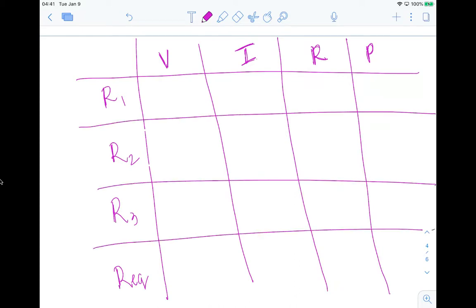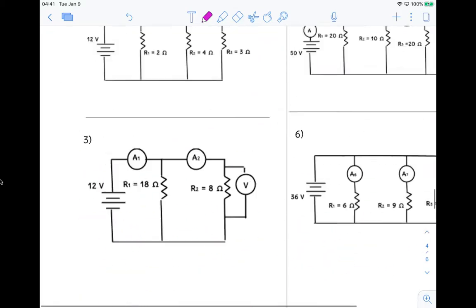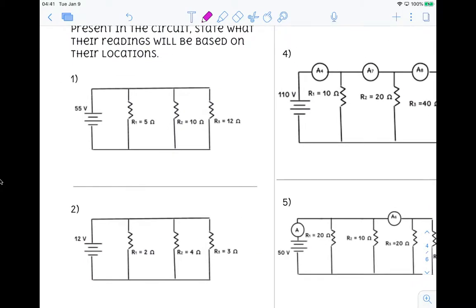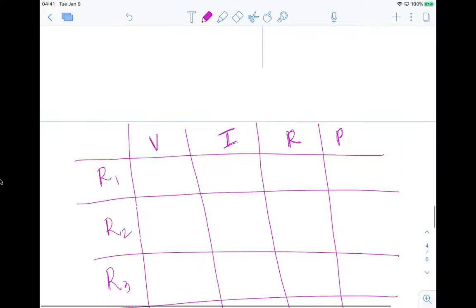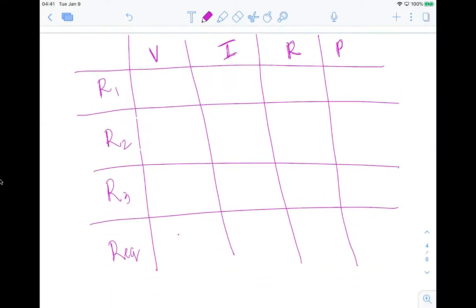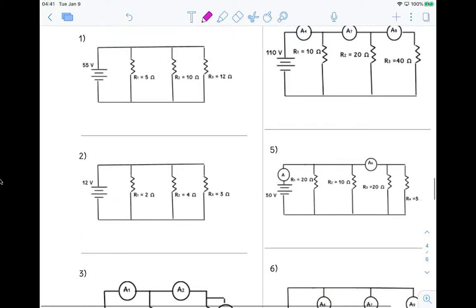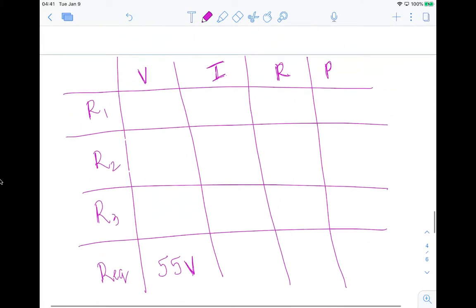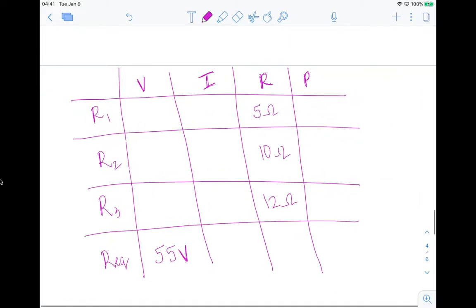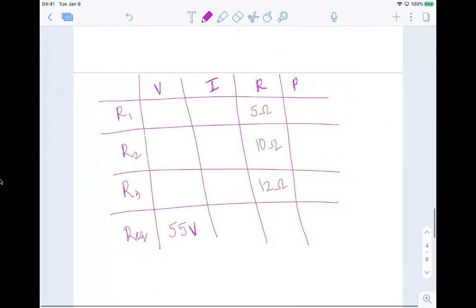All right, so let's go through and fill it in. So for number 1, they tell us that we have 55 volts. That is our total voltage. So we can go ahead and label 55 volts right here. They also tell us that we have 5, 10, and 12 ohms. So we have 5 ohms, 10 ohms, and 12 ohms in our circuit. All right, so at this point, we can solve for everything that is missing.